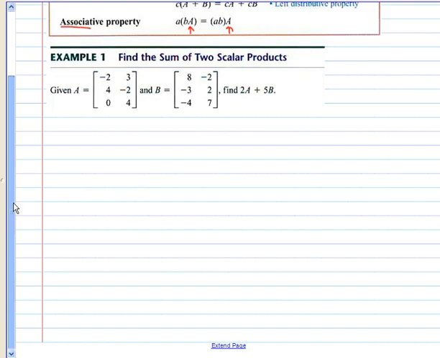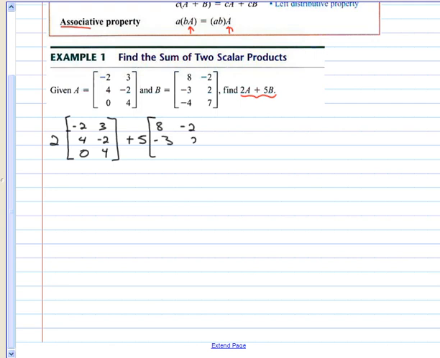All right. Find the sum of two scalar products. They say we are supposed to take 2 times matrix A, and then, well, let me do 2 times matrix A here. And then add 5 times matrix B. So if I go 2 times this matrix A, it means I am going to distribute that 2 times every single entry in here, or every element.